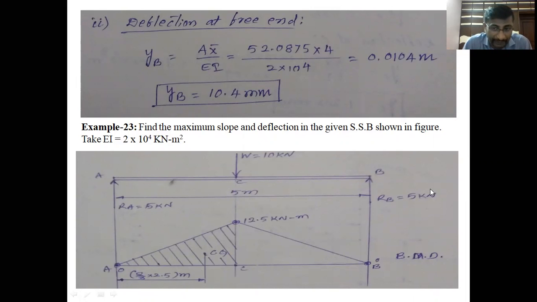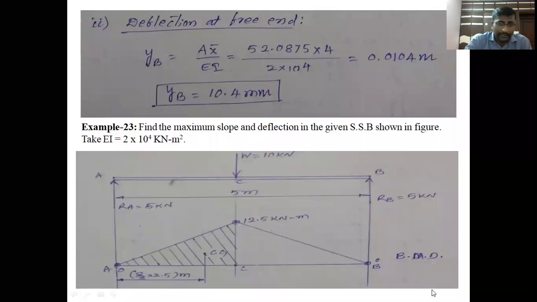This is the BMD diagram, the bending moment diagram. After drawing the bending moment diagram, find the maximum slope and deflection you asked. Where do the maximum slope and deflection occur? Maximum slope occurs at the supports and maximum deflection occurs at the center.